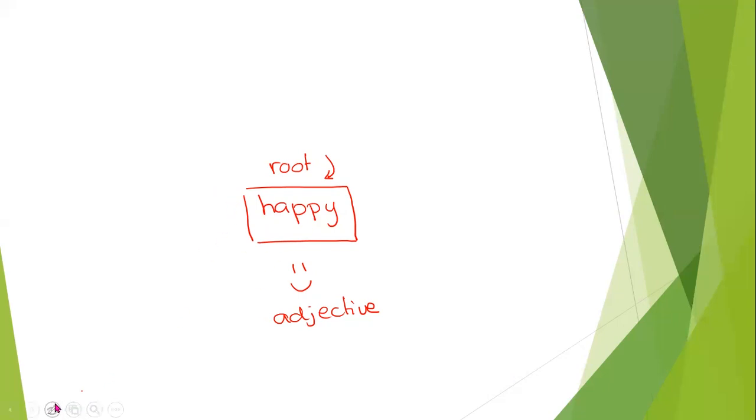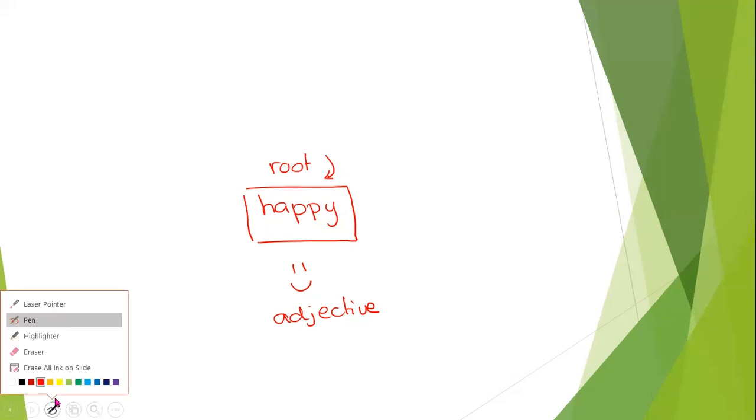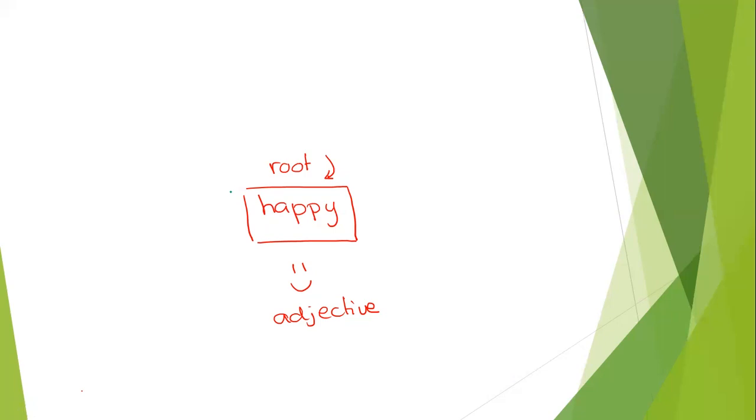Imagine that I'm now going to add a group of letters at the beginning. Remember we said at the beginning it is called what? Yes, prefix. So here I'm going to add this prefix. Now, what is the new word? The new word is unhappy.